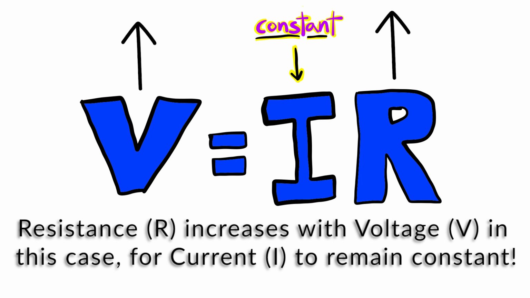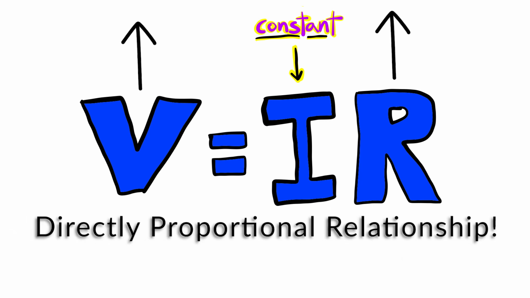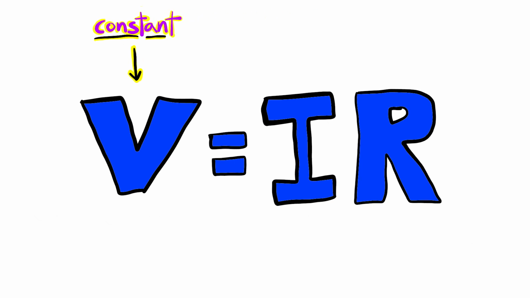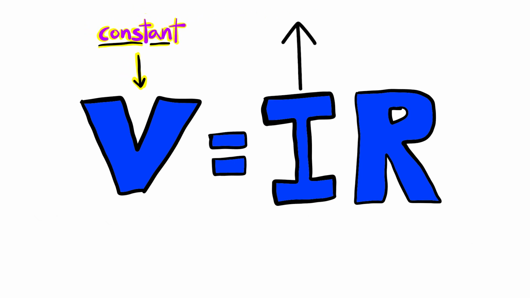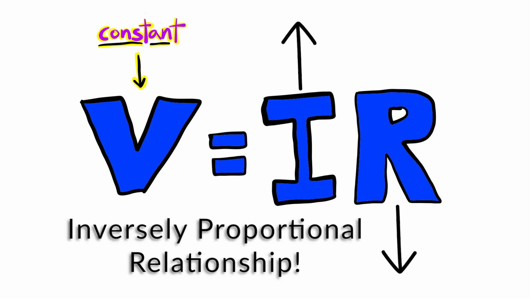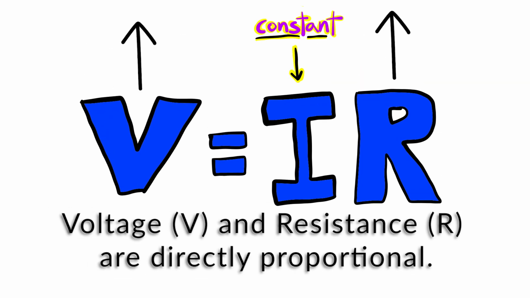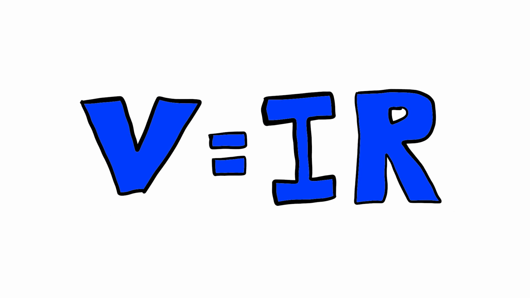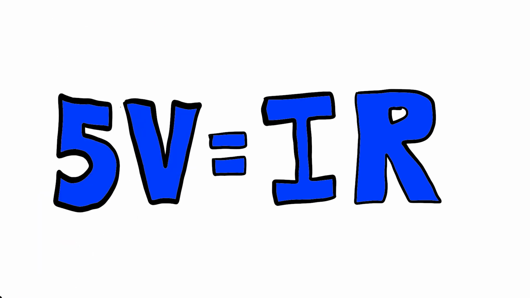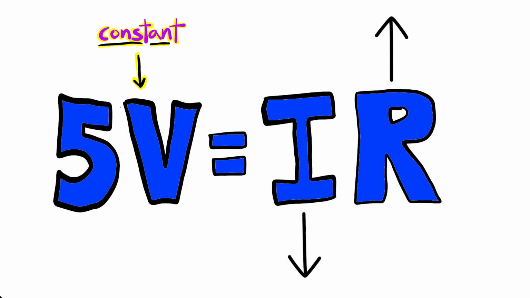If increasing the value of one variable causes the other variable to increase as well, we call this a directly proportional relationship. If increasing the value of one variable causes the other value to decrease, we call this an inversely proportional relationship. In our previous example with 15 milliamps, we would say that voltage and resistance are directly proportional since increasing one would cause the other to increase as well to keep the equation true. For an inversely proportional example, let's make our voltage constant by setting it to 5 volts. If we increase the resistance, this causes our current to decrease to keep our equation true.